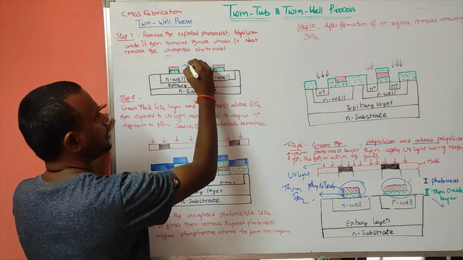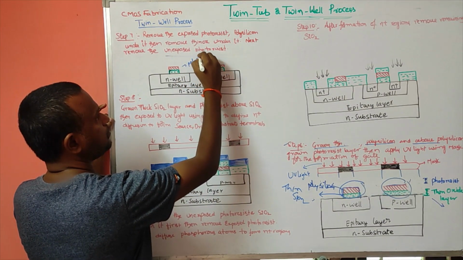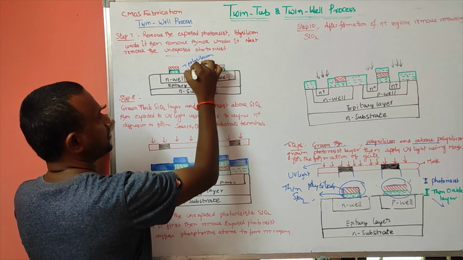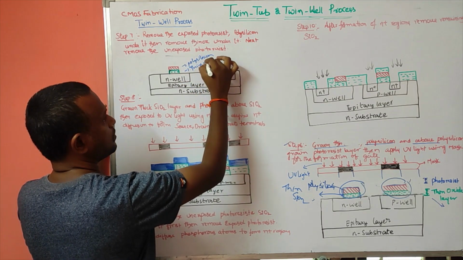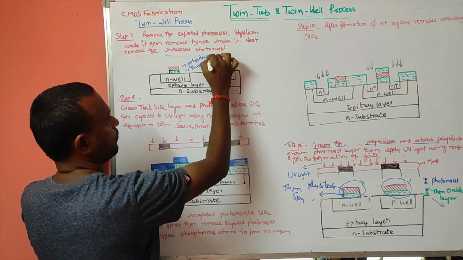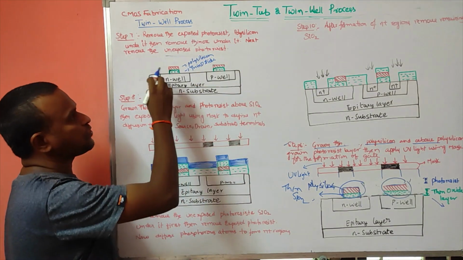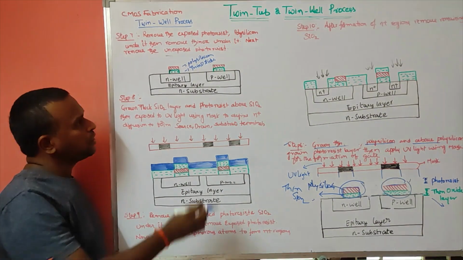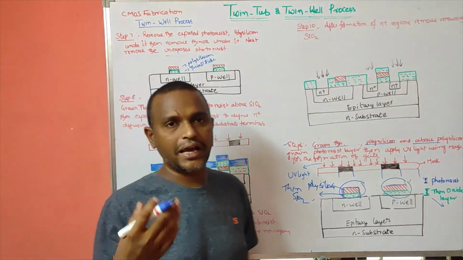This one is the polysilicon and this is the thin oxide. Okay, so after this, what do we have to do? I have formed the gate. Now what do I have to do?